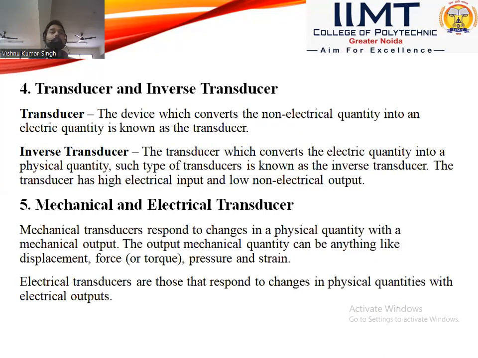The next classification of transducers is transducer and inverse transducer. Let us first see what exactly a transducer is. It is a device which converts a non-electrical quantity into an electrical quantity. And what is an inverse transducer? The transducer which converts an electrical quantity into a physical quantity; such a transducer is known as an inverse transducer. The transducer has high electrical input and low non-electrical output.